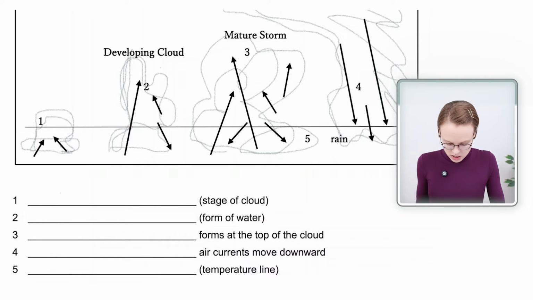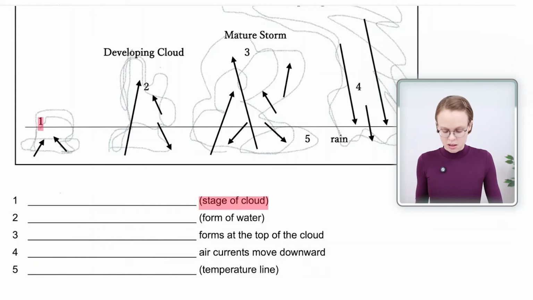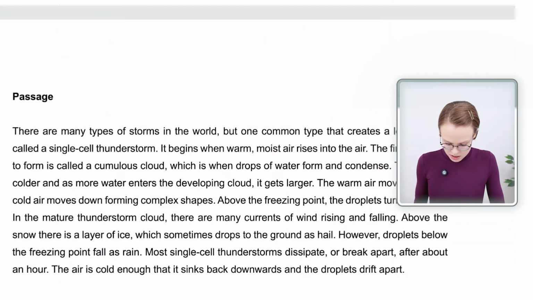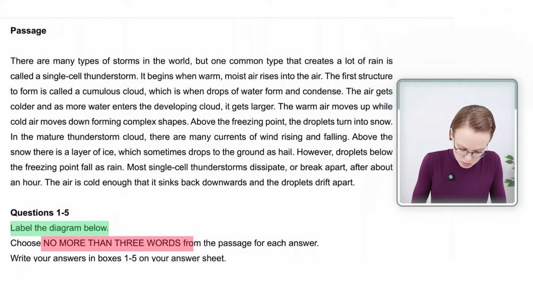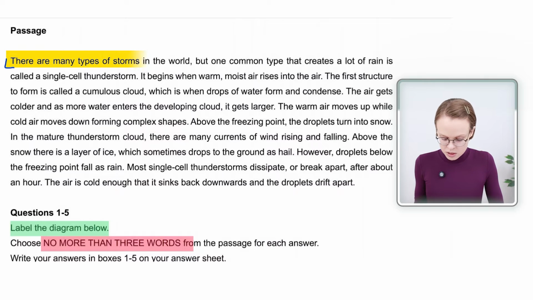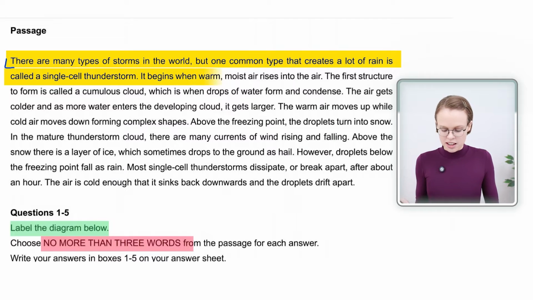Let's start with question number 1. Here it says stage of cloud, and you can see the 1 here. So this is what we need to label. Let's have a look at the passage. We are looking for a stage of cloud. Let's start reading from here. There are many types of storms in the world, but one common type that creates a lot of rain is called a single-cell thunderstorm. It begins when warm, moist air rises into the air. The first structure to form is called a cumulus cloud, which is when drops of water form and condense.